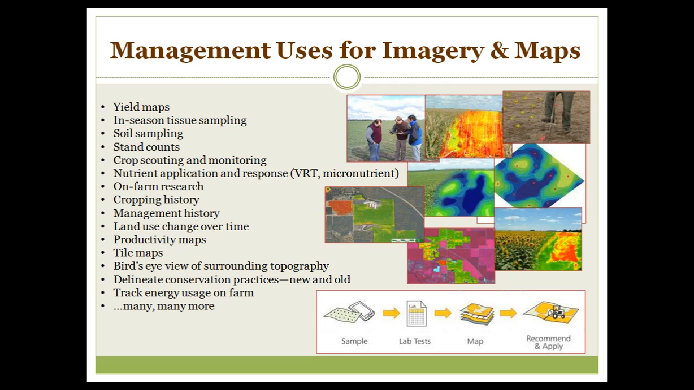how that relates. Crop scouting and monitoring, nutrient application, variable rate technology, the response to micronutrients, on-farm research trials that are being done on a farm, cropping history, management history, land use change over time, productivity maps, tile maps, bird's eye view of surrounding topography when I can't go out and walk a field to see how far it is from a stream or how the field lays. Looking at old conservation practices and new conservation practices, and then tracking energy usage on farm. And there is an endless number of other things that imagery can be used for.